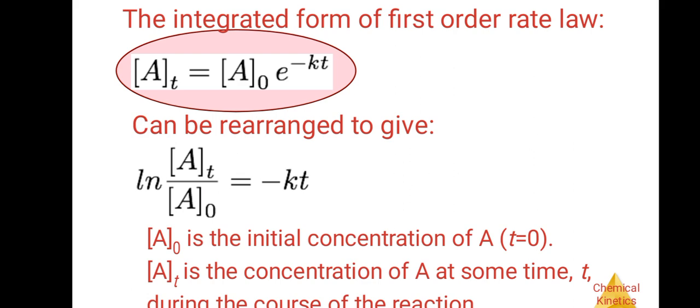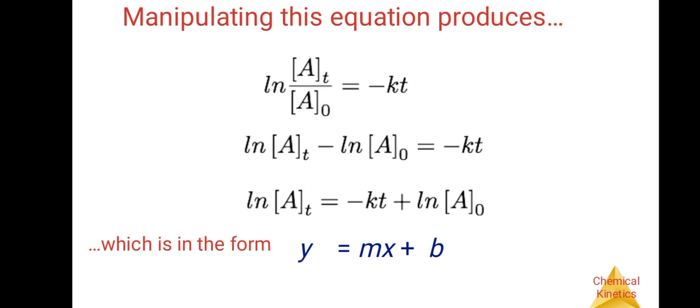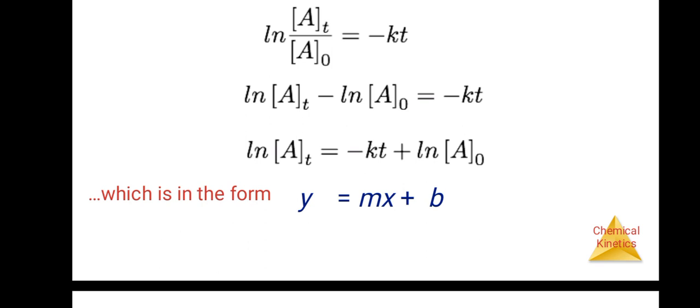This equation, when it is arranged, will look like this. So it's going to produce something like this. You are going to have the natural log of concentration A at some time being equal to the negative constant K, multiplied by some time, plus the natural log of reactant A at some initial time.